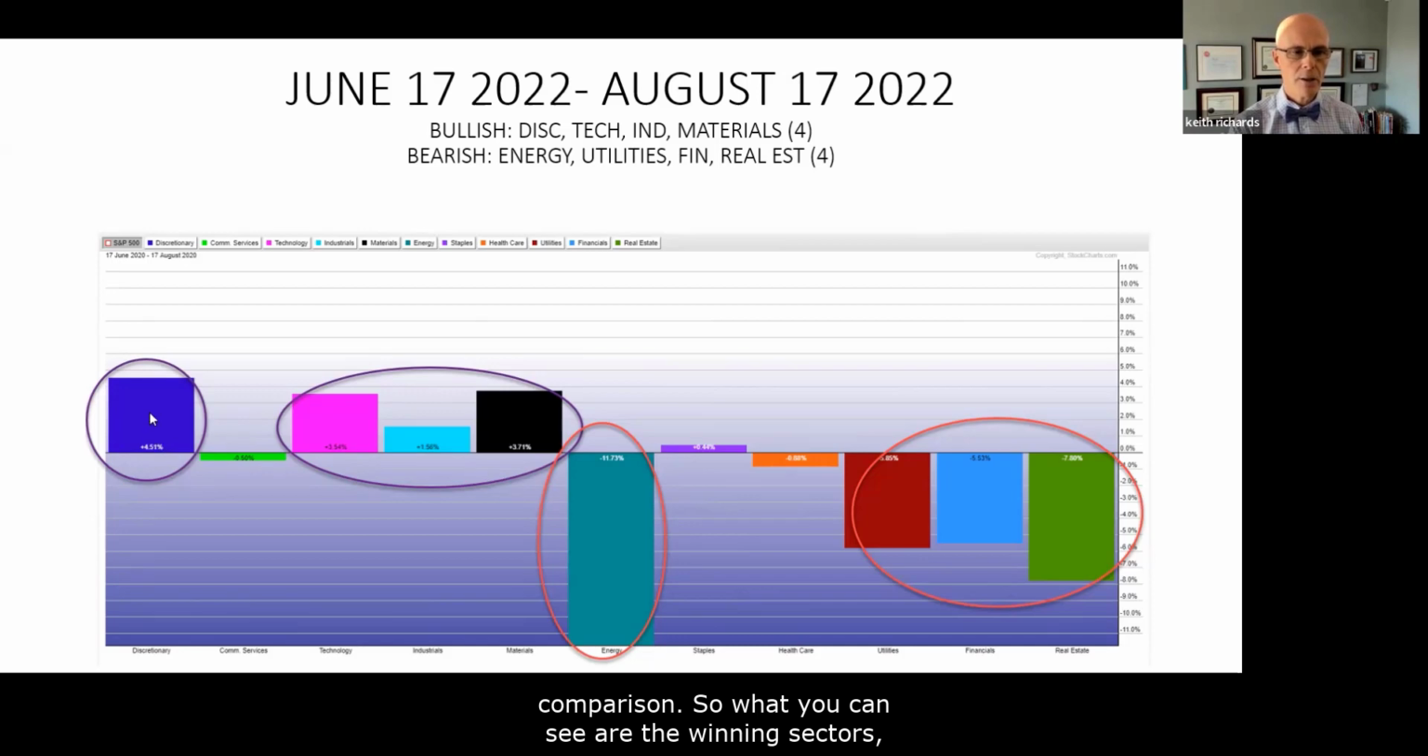So what you can see here is I've circled the winning sectors, the outperformers, and there were about 4 of them, and then the losing sectors, where the big losers were energy, utilities, financials, and real estate. Okay, so let's compare that to now. So there were kind of 4 winners and 4 losers. Now, the other thing I want you to see is the extent of the winners. It wasn't huge. It was a relatively well distributed rally, but there were a couple of standout losers, but there really weren't a lot of standout winners.